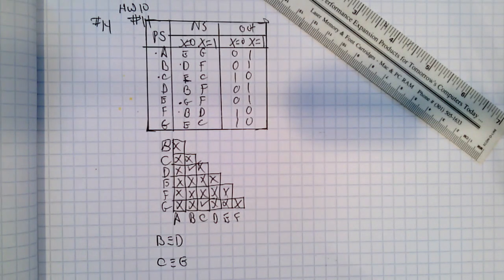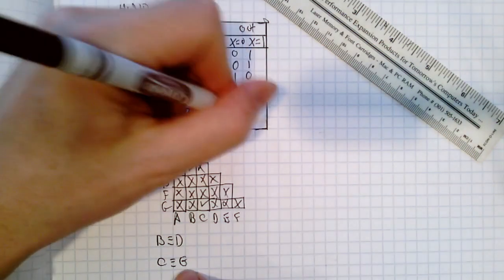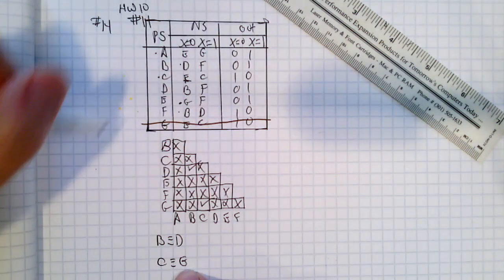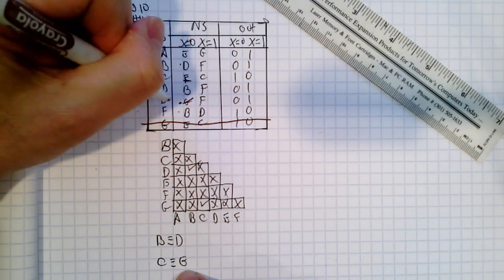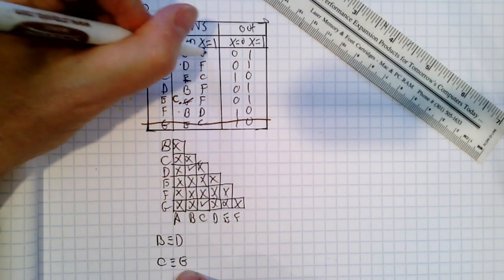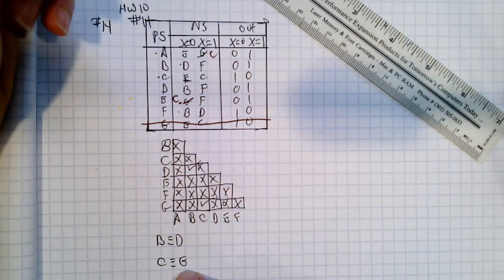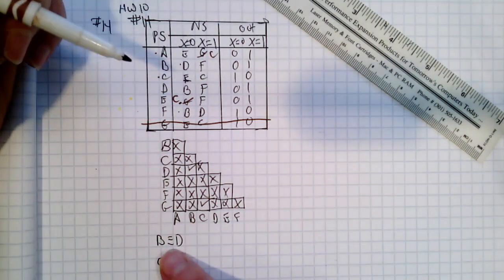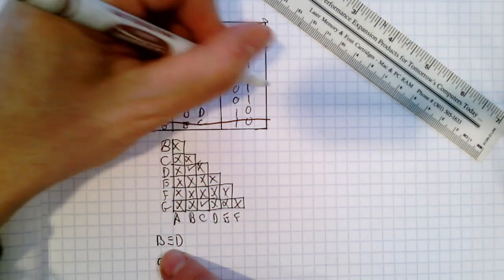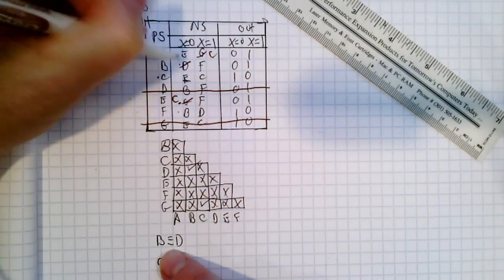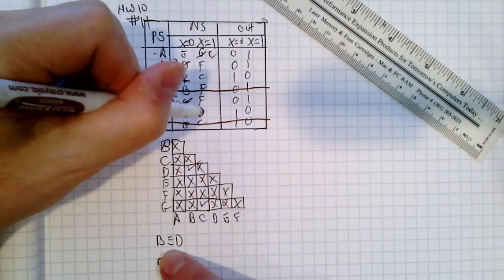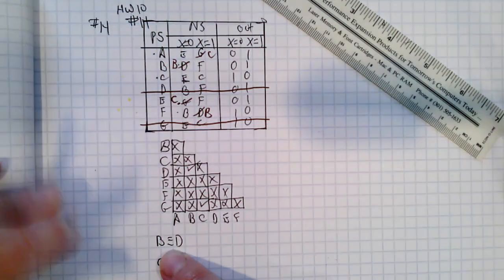Right? And what I can do in here is go in and cross out G, and anywhere I see G, I can write in C. Moreover, I can cross out row D, and anywhere I see D, I can write in B. Isn't that cool?